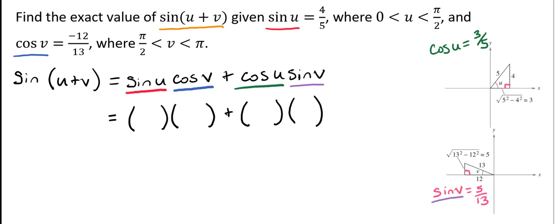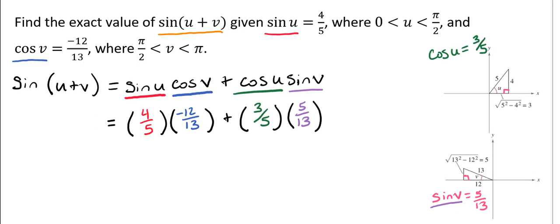So we know that the sine of u is 4/5. We know that the cosine of v is -12/13. We know that the cosine of u is 3/5, and we know that the sine of v is 5/13. Then plugging that into our calculator allows us to get the answer -33/65. And that's our answer.